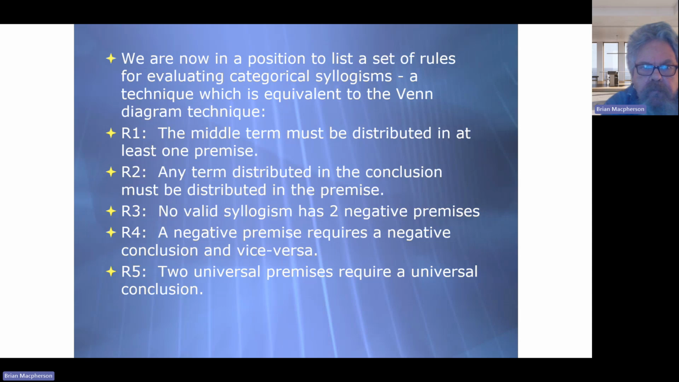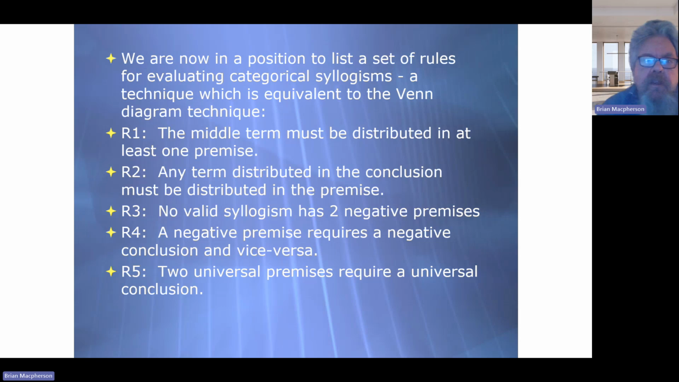Rule number 2: any term distributed in the conclusion must be distributed in the premise. So if I have, let's say, "some S's are not P's," then P must be distributed in the premise in which it occurs. Any term distributed in the conclusion must be distributed in the premise. That's why it was important to go over the concept of distribution, because it occurs in the first 2 rules for assessing categorical syllogisms.